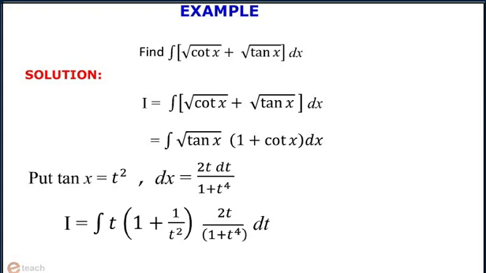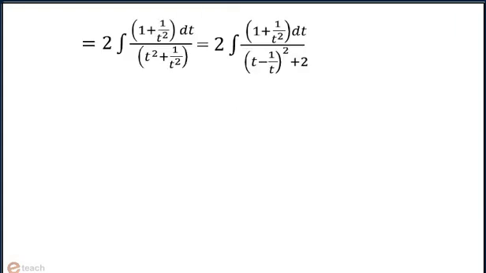divided by 1 plus t to the power 4 dt, which is equal to 2 into integration t square plus 1 divided by t to the power 4 plus 1 dt. Now we divide the numerator and denominator by t square and then write the denominator as t minus 1 by t whole square plus 2. After doing this, we put t minus 1 by t as y.